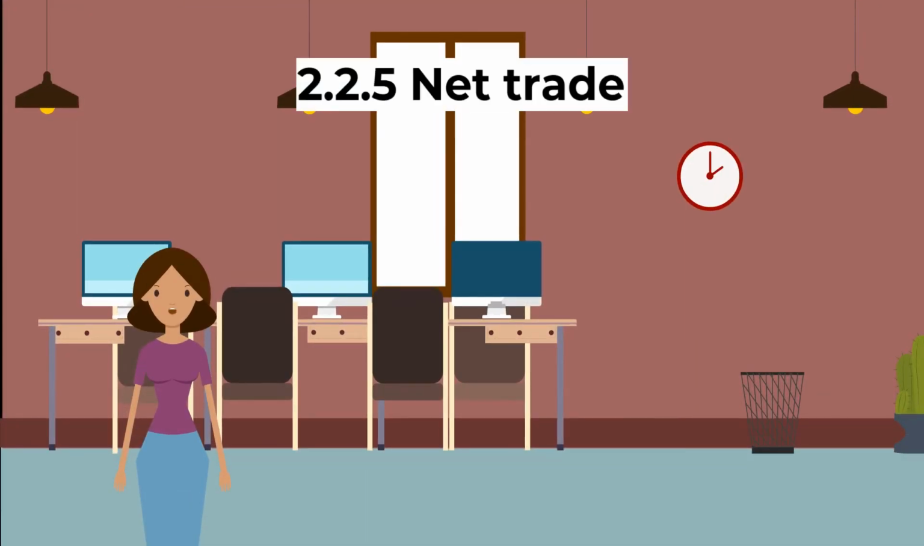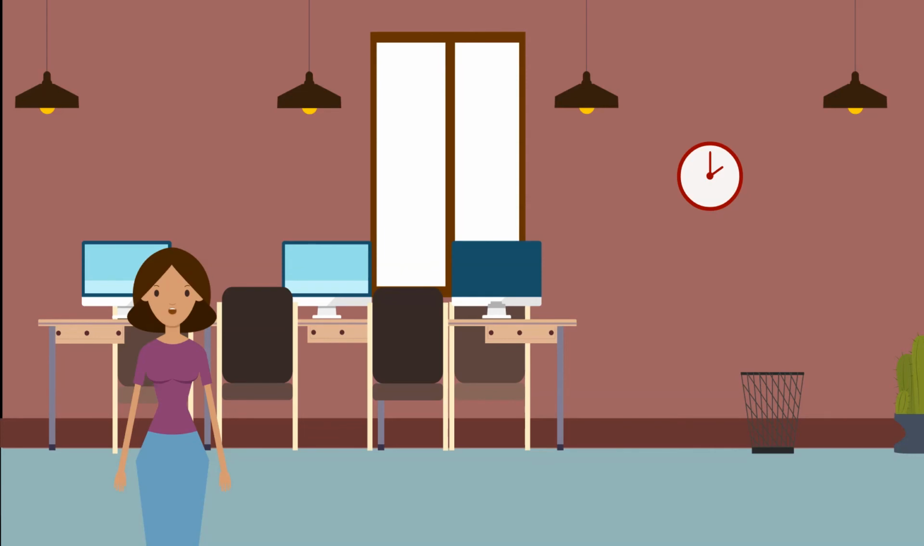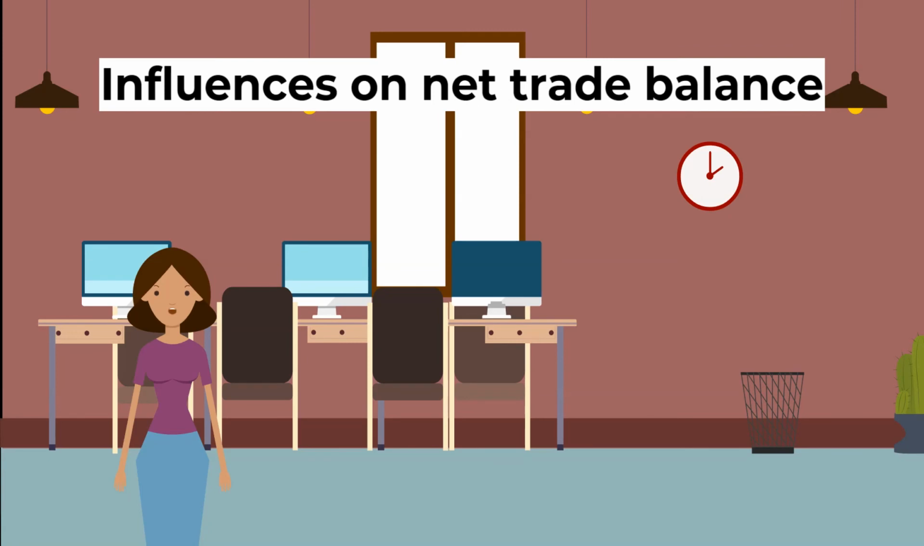That brings us to the last part of aggregate demand, net trade. Exporting goods abroad brings money into the country as there is an increase in AD, whilst importing goods means money leaves the country. Net trade is the total exports minus the total imports. So, what are the influences on the net trade balance?